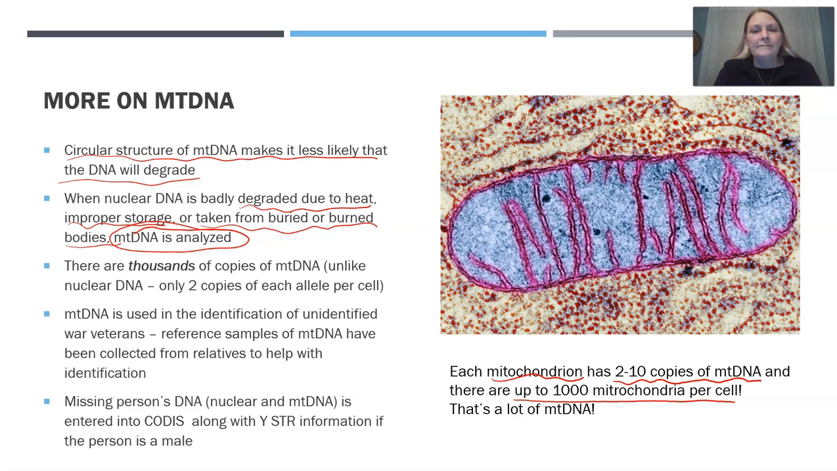war veterans that they don't know who it is. They can use reference samples of mitochondrial DNA from relatives to help identify these war veterans and other missing persons. And we can also use our friend CODIS, remember the whole database that is linked in at a national, state, and local level that we talked about last time, along with some YSTR information if the person is a male. All of that can go into identifying missing persons.